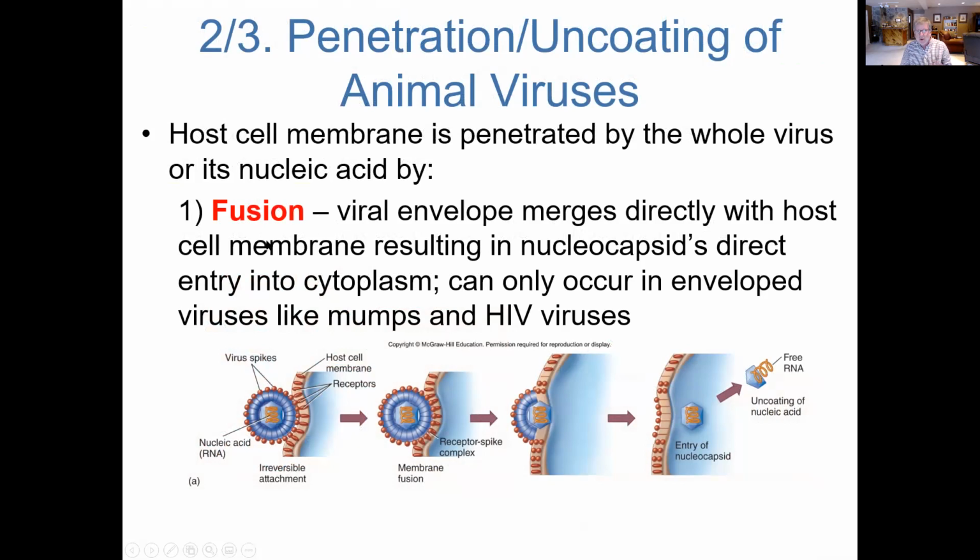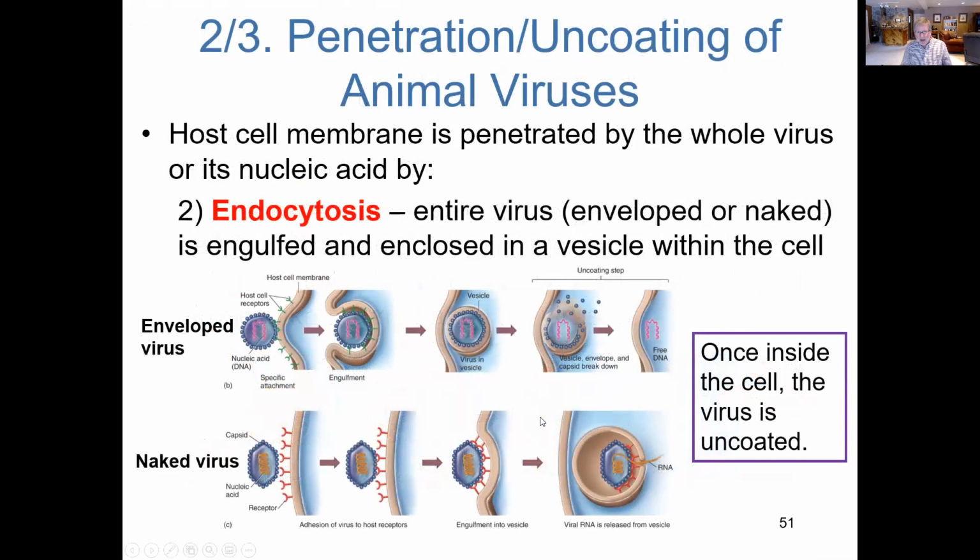All right, that's called fusion. So the outer cell envelope fuses with the cell membrane. That's basically what that means. The other way that you can have penetration is through the process of endocytosis. And this was described again in that video.